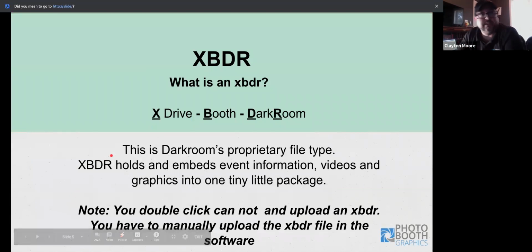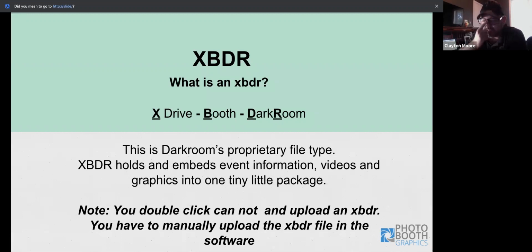Okay, next thing I want to talk about, this is darkroom related. This is called XBDR. What is an XBDR? It is the X drive where it's located, booth, darkroom. That's the file type. This is Darkroom's proprietary file type. XBDR holds and embeds event information, video, and graphics into one little tiny package.